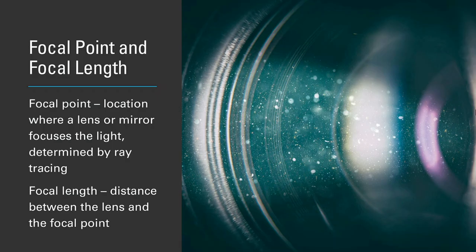Vocab words that we will use when we're discussing lenses and mirrors are focal point and focal length. The focal point is where all of the light rays converge for a given mirror or lens. And then the focal length is the distance from that lens or mirror to the focal point.